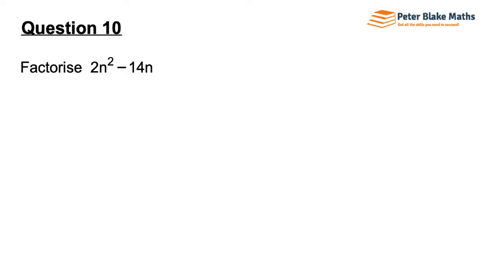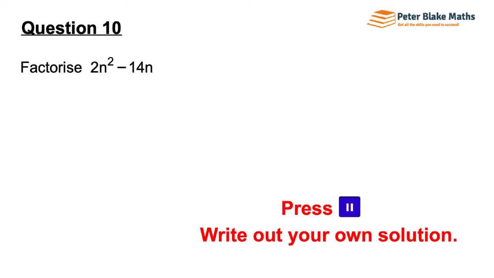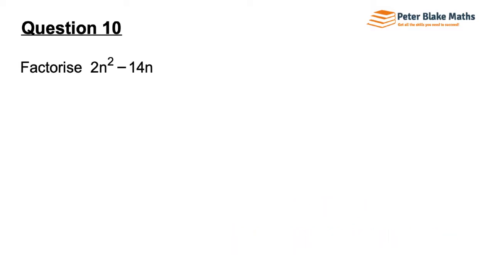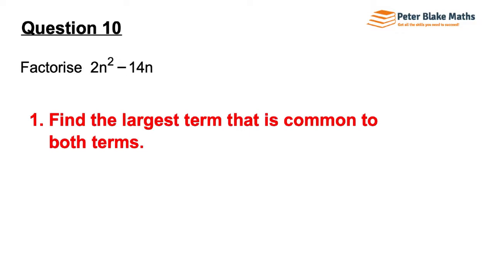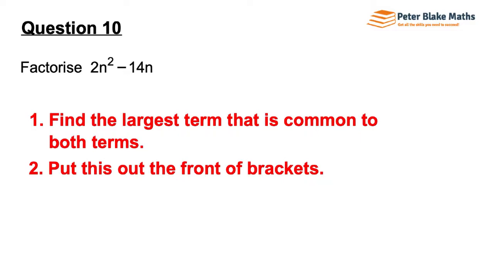Question 10. Factorise 2n squared minus 14n. We find the largest term that is common to both terms. We put this out the front of the brackets. So if we stare at those two terms, what can go into each? There's a 2 that can go into each, and there's an n that can go into each. So we'll stick that out the front of the brackets. That's the first part of factorising.